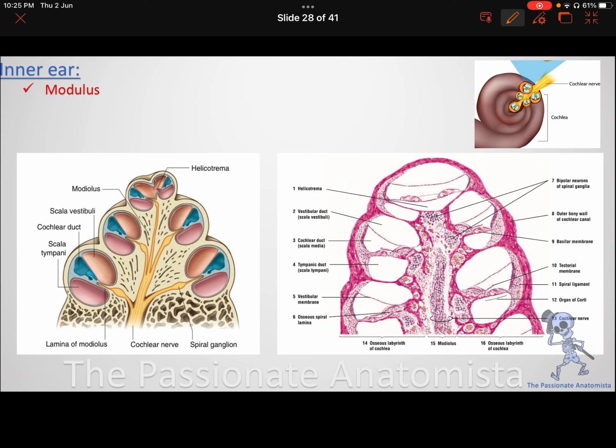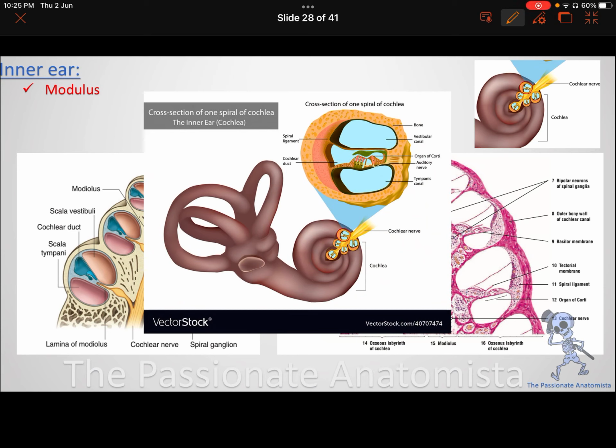Because at the end of the day, if you look at the cochlea, look at this picture. If we try to take a cross section in the cochlea, you're going to see what I already explained to you, that we have the vestibuli above, all right? Yeah, so you have the vestibuli above.